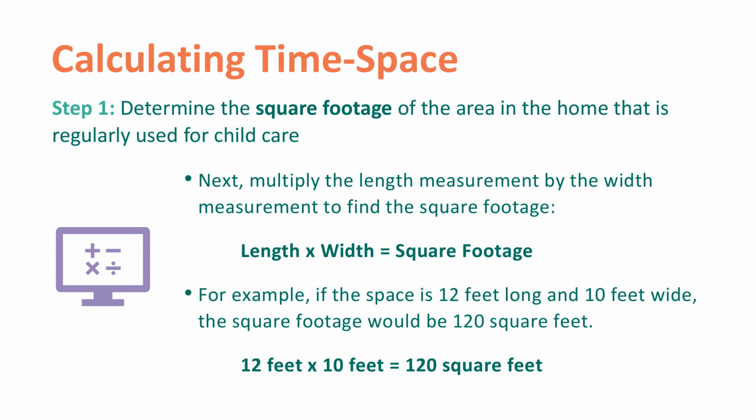For oddly shaped spaces, such as rooms with an extra nook or filled by a closet, break your room into smaller rectangular blocks, use the square footage calculation for each block, and add the totals together.